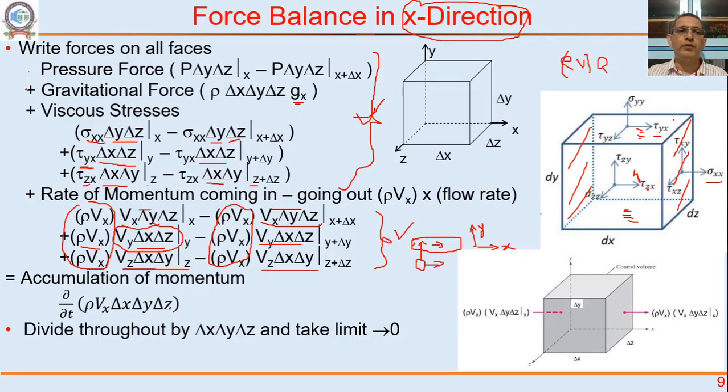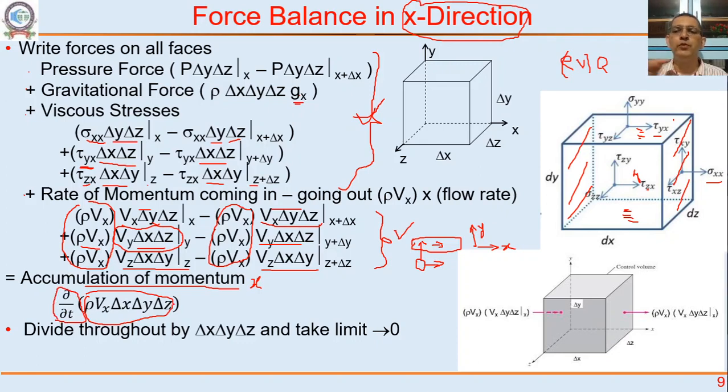So all these forces we have to add up. The net difference is the accumulation of momentum, but that momentum is in the x direction. So accumulation is mass multiplied by velocity in the x direction. Rho delta x delta y delta z, that's mass, multiplied by Vx, that's the accumulation of momentum with respect to time derivative.